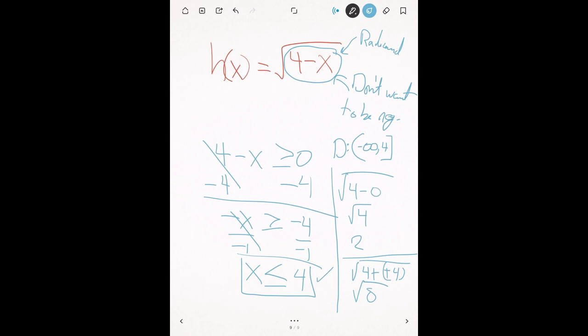A big thing that students tend to mess up on that you want to be careful about: I'm not saying that x is not negative. X can be negative. X can be a negative number. What I'm saying is that this whole entire inside part, that radicand, that whole thing on the inside, cannot be negative. Maybe x can be negative, I don't care, that's fine. What I'm saying is whatever that whole entire inside part is cannot be negative. That's what we want to avoid.